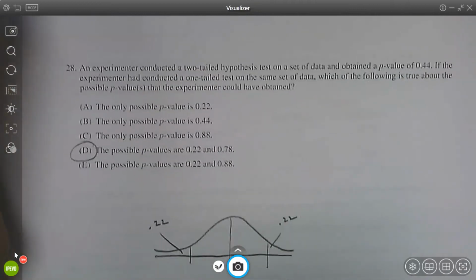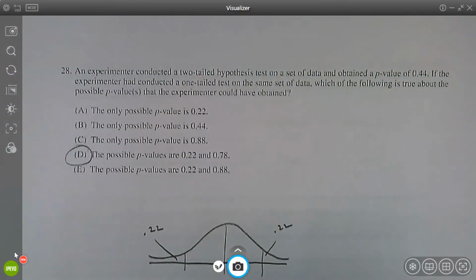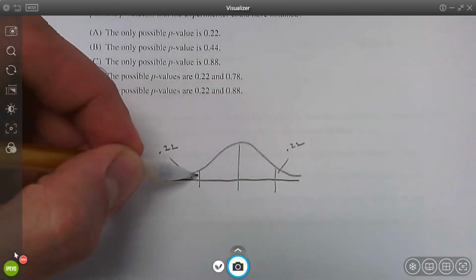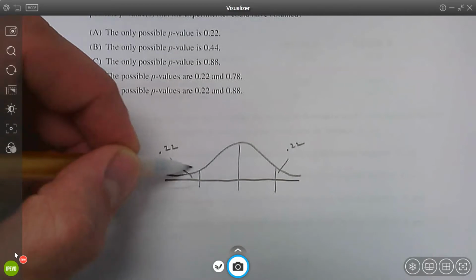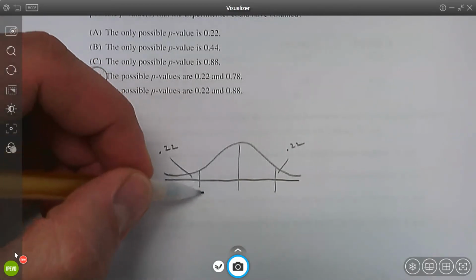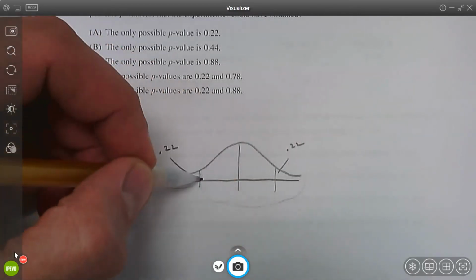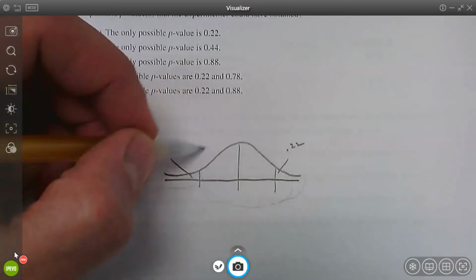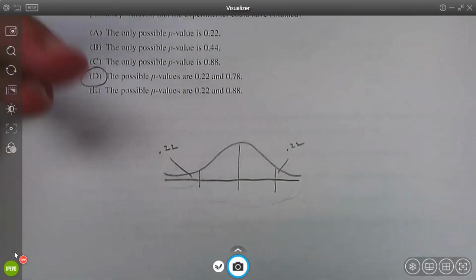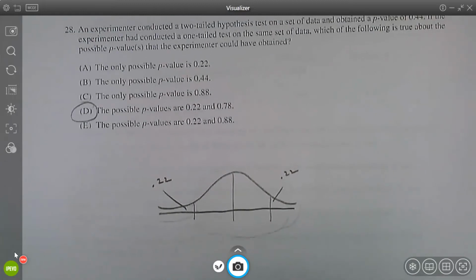28 is kind of tricky. If you got this wrong, you probably put choice A, because the two-tailed test was 44%. I cut that in half, I get 22%. The reason it's choice D is you could have a lower tail test, which there would be 22% of the area here, or an upper tail test, which would be the complement of that, or 78% of the area would be here. So that's how to get choice D.